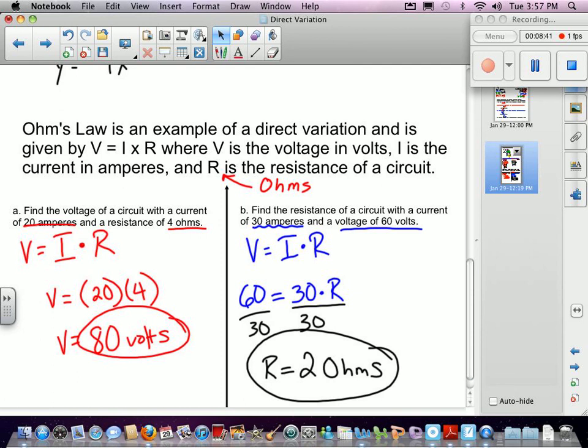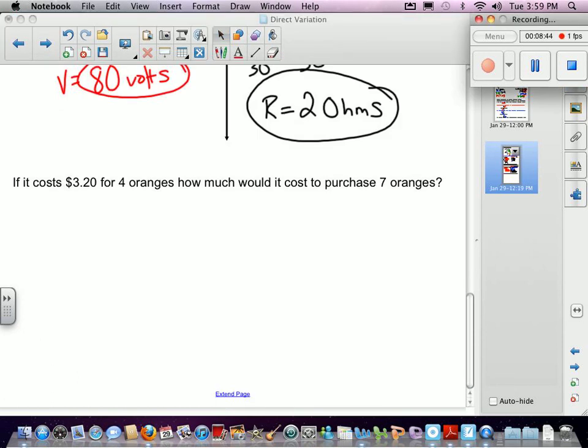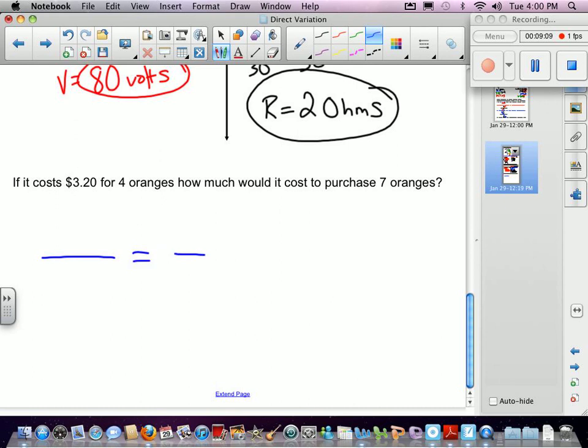Alright, one last problem that we're going to look at with direct variation. The problem reads, if it costs $3.20 for 4 oranges, how much would it cost to purchase 7 oranges? So what I'm going to do is go ahead and skip the equation part instead of coming up with our constant of variation. I'm just going to set up a proportion. There are a lot of different ways that we can set up the proportion. As long as we stay consistent, we should be just fine.